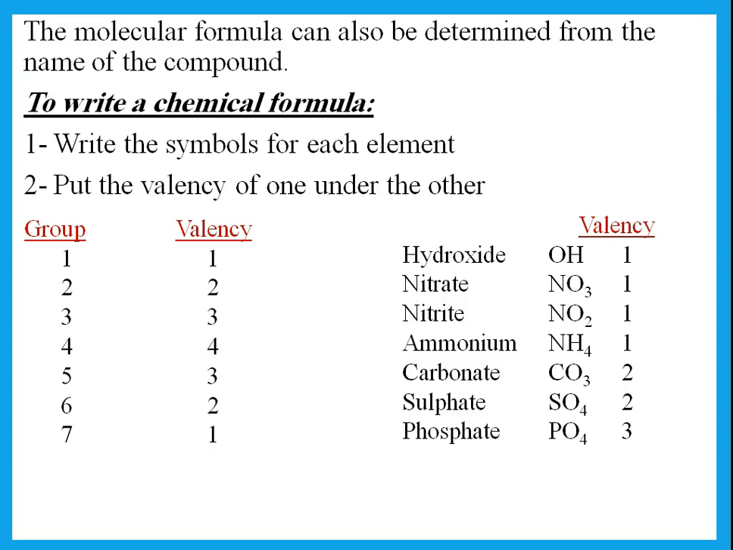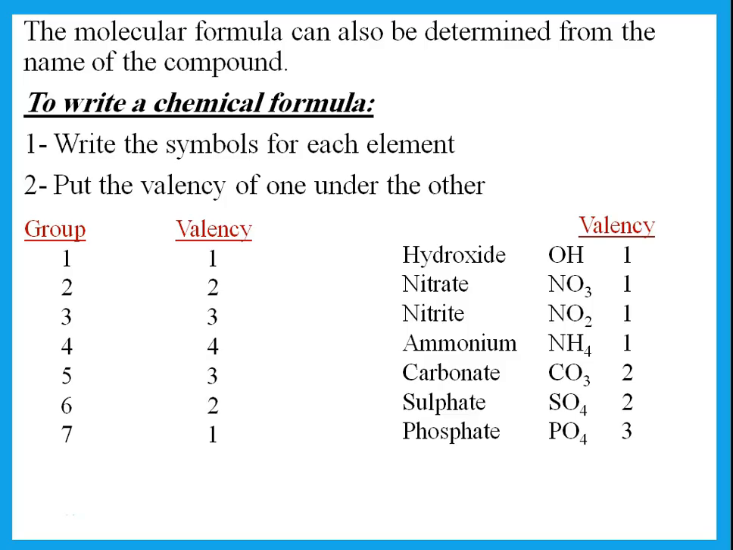Sulfide with a D is the sulfur. Phosphide is the phosphorus. But anything ending in -ate or -ite is one of these things that you need to memorize. So ammonium is NH4, valency 1. Carbonate is CO3, valency 2. Sulfate, SO4, valency 2. Phosphate, PO4, valency 3. You need to memorize all of this.